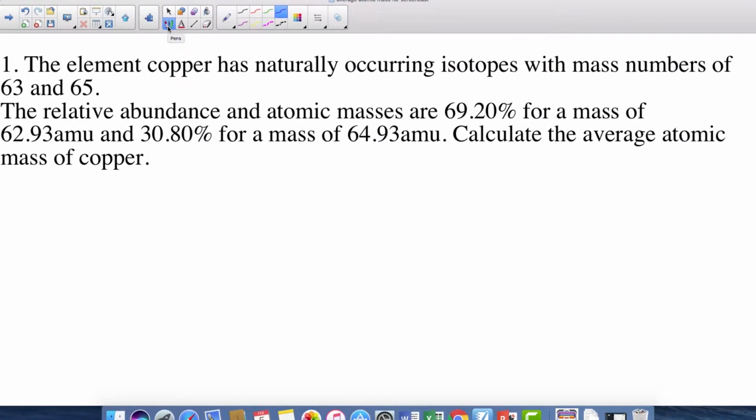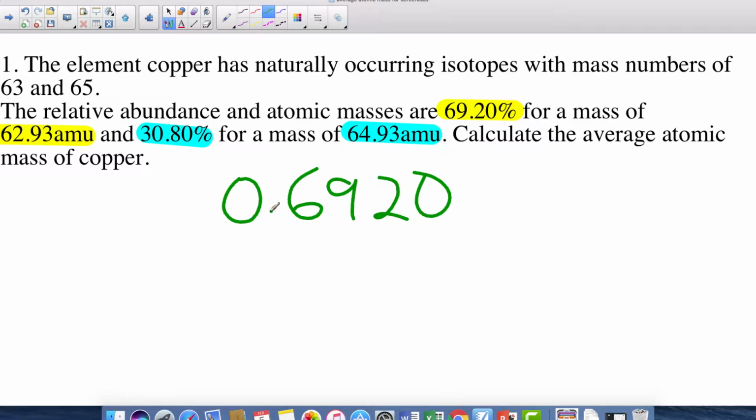Short video to show you how to work some average atomic mass problems. In order to find average atomic mass, you're going to need to know two things. You're going to need to know the percentage of each isotope, and you're going to need to know how much that isotope weighs. There's one isotope, and there's the other. So how does the math work?